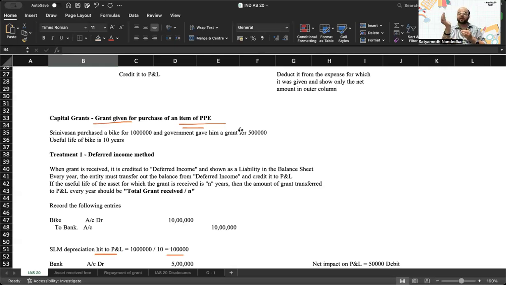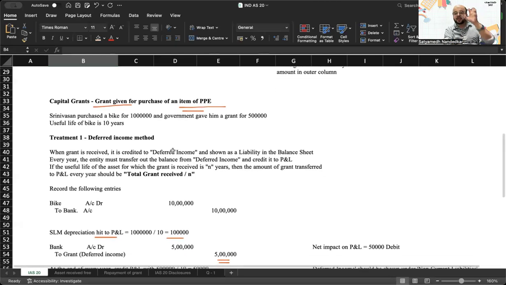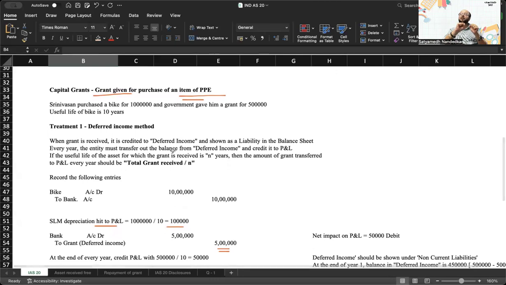Now, the word deferred income means income that has been pushed into the future. Once we understand the deferred income method, I'm going to do its comparison with the conceptual framework in a separate video. Right now, let us understand the accounting treatment. In method 1, what you do is when a grant is received, you credit the amount of grant to an account called the deferred income grant account.